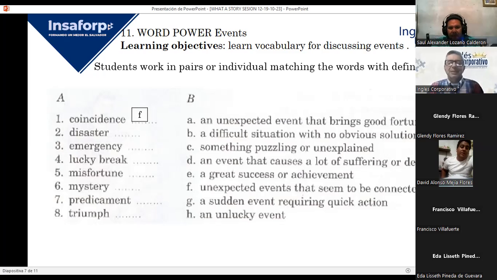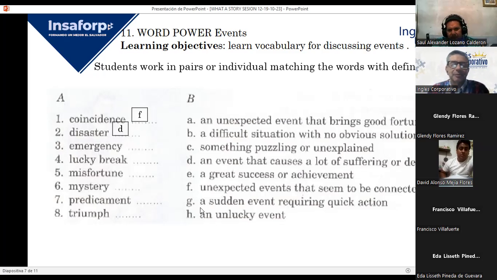Letter D. An event that causes a lot of suffering and destruction. You see what's happening in the world right now. Rain disasters, earthquakes, wars. It's kind of pretty, it hurts. Okay, good.